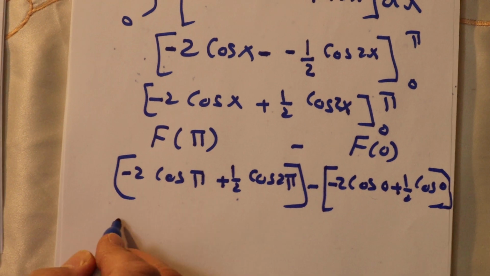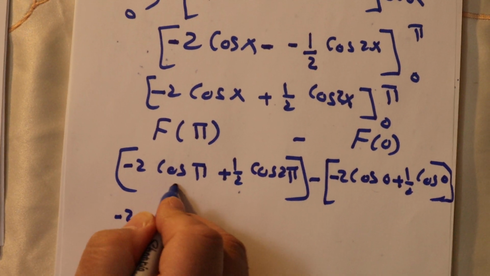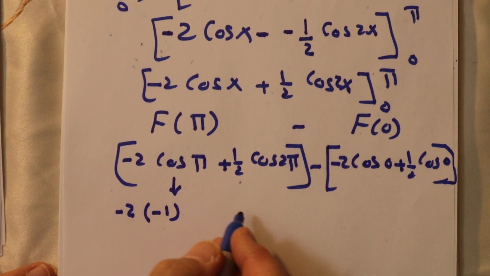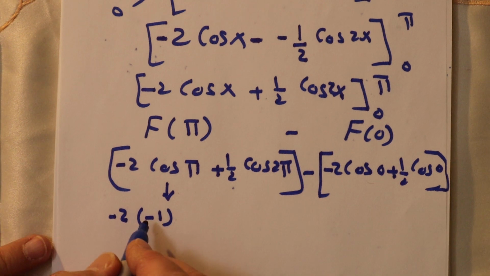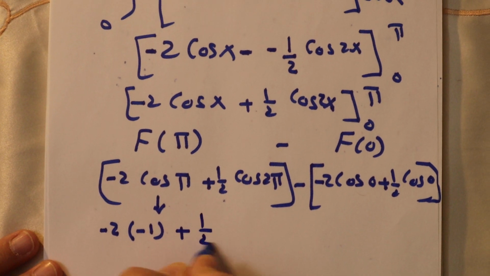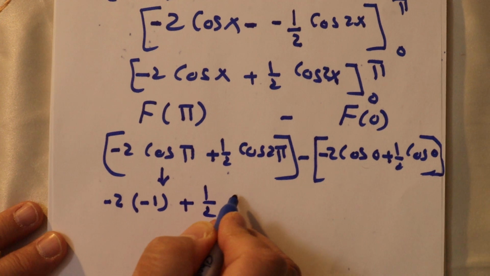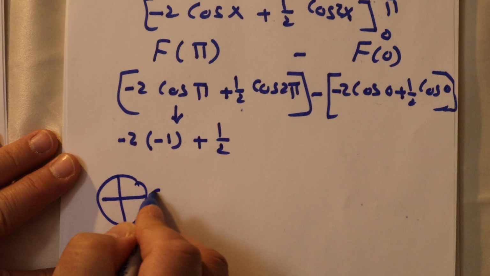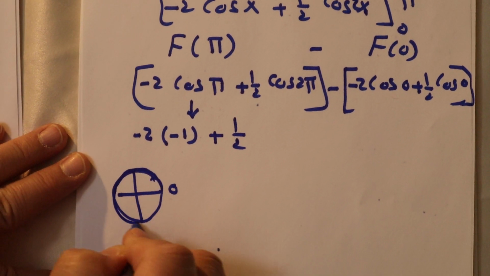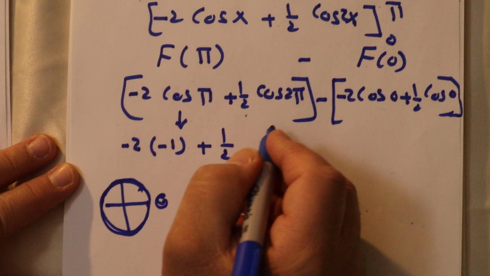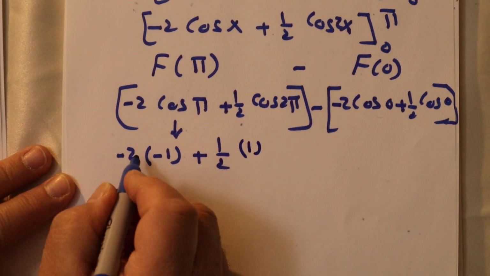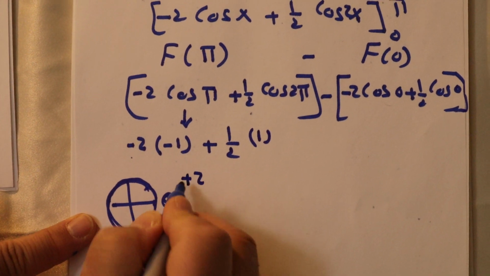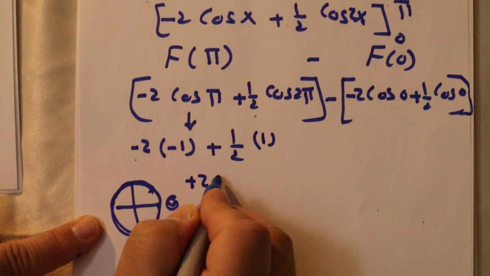Let's evaluate that. Negative 2, and cosine pi is negative 1. I want you to remember the trig function ratios. Plus 1/2 times cosine of 2 pi, which is the same as cosine of 0. It's the whole circle. 2 pi is the same as 0. If you spin pi, 2 pi, it's the same as 0. So cosine 0 is 1. So this will be negative 2 times negative 1, which is positive 2, and 1/2 times 1 is positive 1/2.